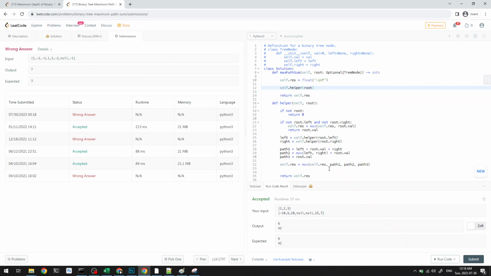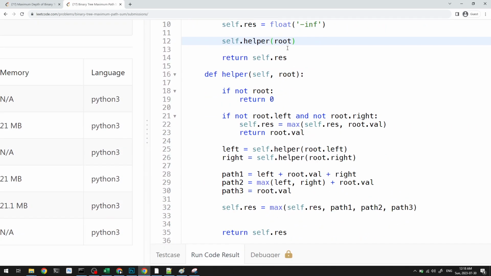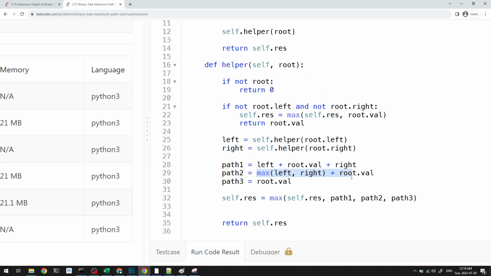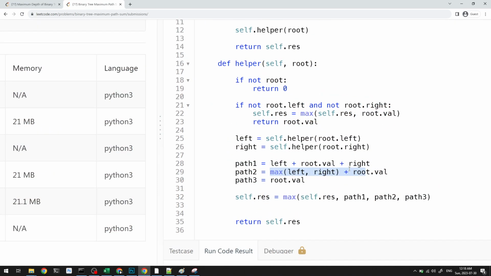And let me see if I made an error actually with any of these. So path 1, path 2, path 3, float negative infinity. Path 1 is left-hand side plus root plus right. That's correct. Other path is maximum of left and right plus root of val. Path 3 is just root of val. So I believe that should be correct. Let me see if I made a mistake anywhere here.